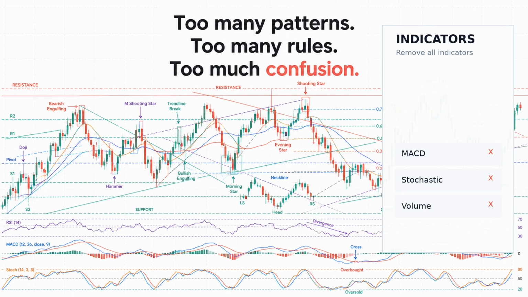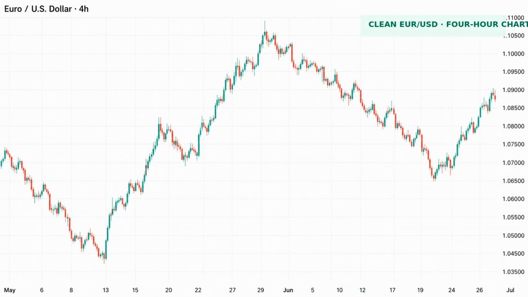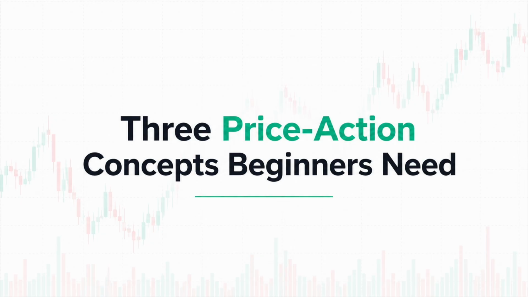Now, let us begin with the first concept. Concept number 1 is market structure. Market structure tells us whether price is generally moving upward, moving downward, or moving sideways. In other words, it gives us direction. We do not need an indicator to identify it. We can read it directly from the swing highs and swing lows on the chart.